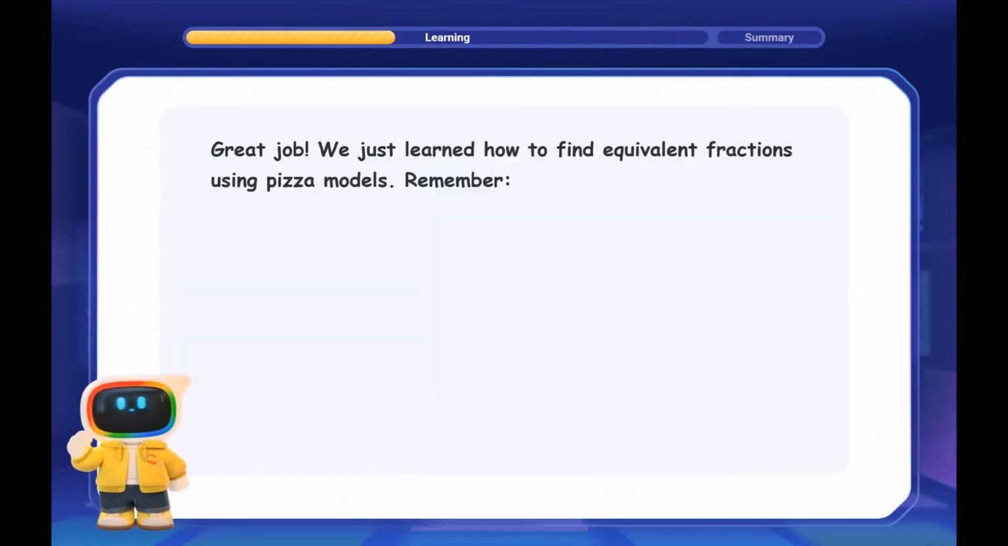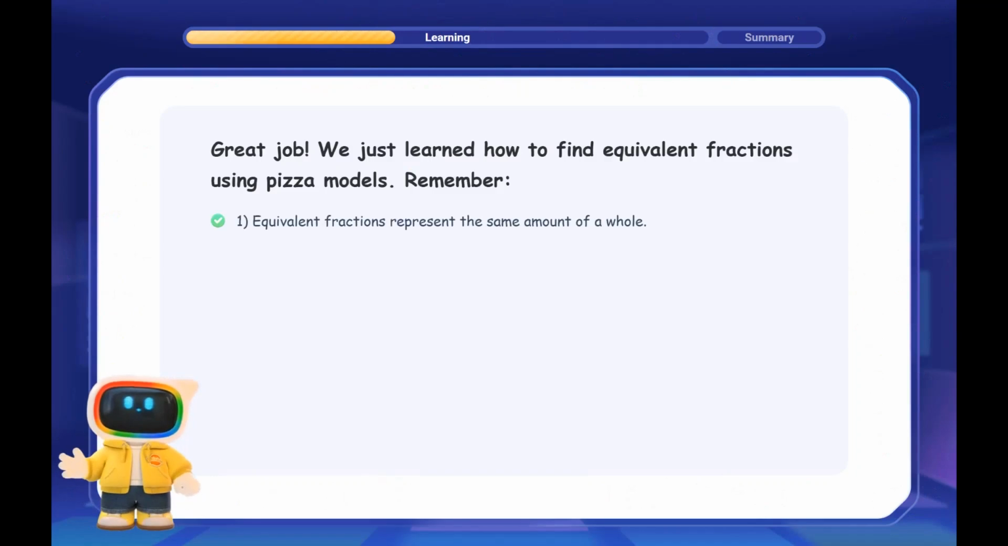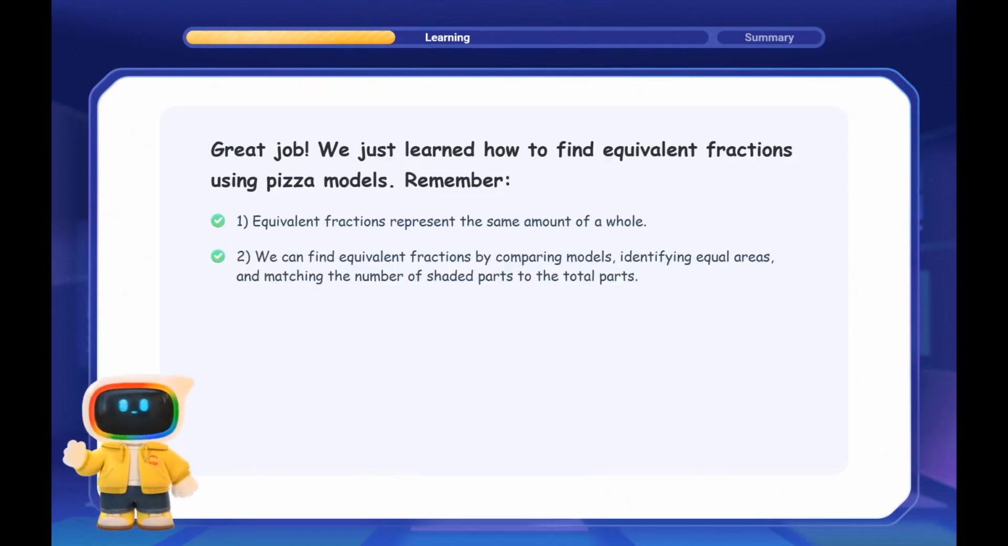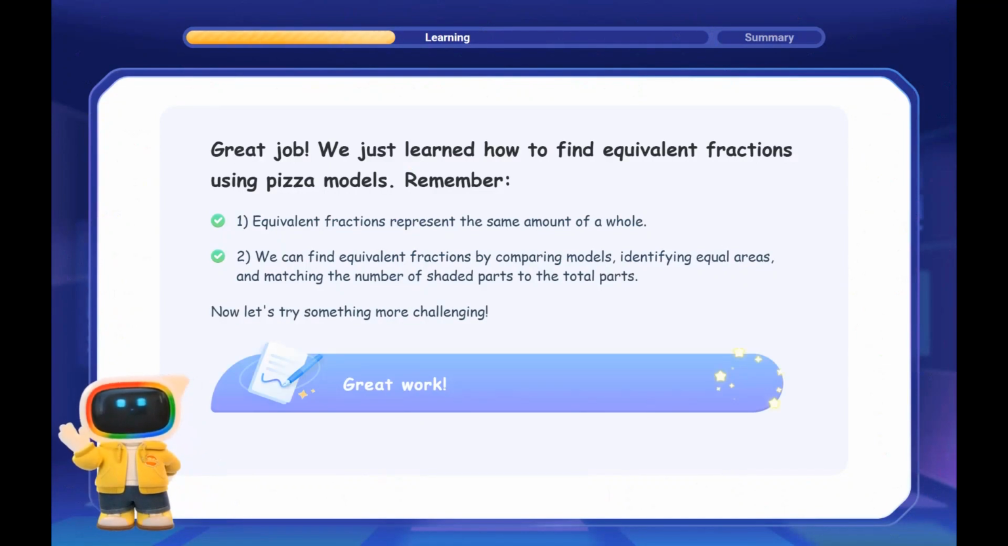Great job! We just learned how to find equivalent fractions using pizza models. Remember, equivalent fractions represent the same amount of a whole. We can find equivalent fractions by comparing models, identifying equal areas, and matching the number of shaded parts to the total parts. Now let's try something more challenging.